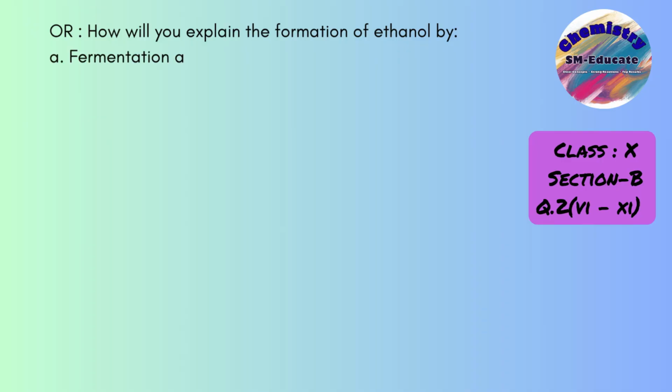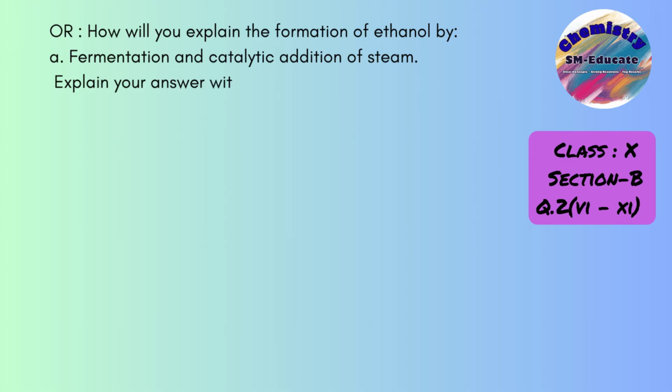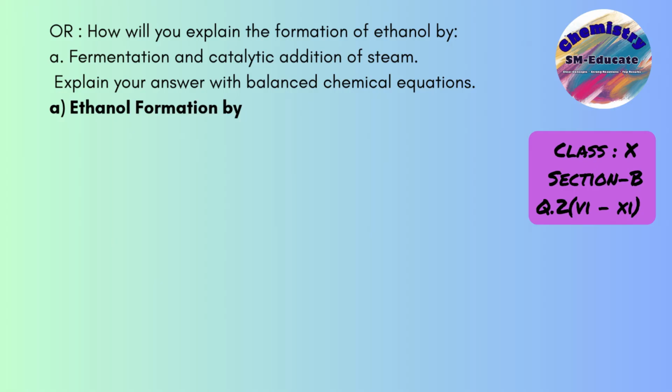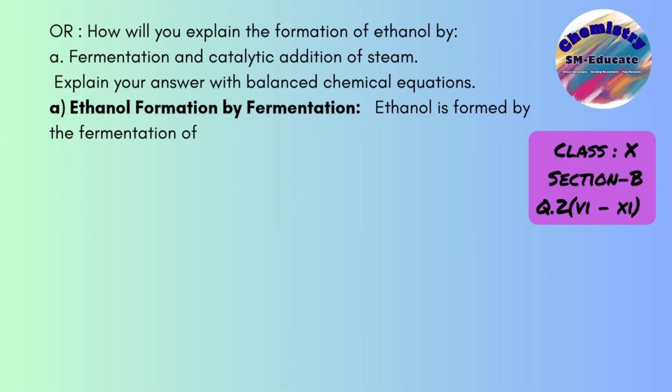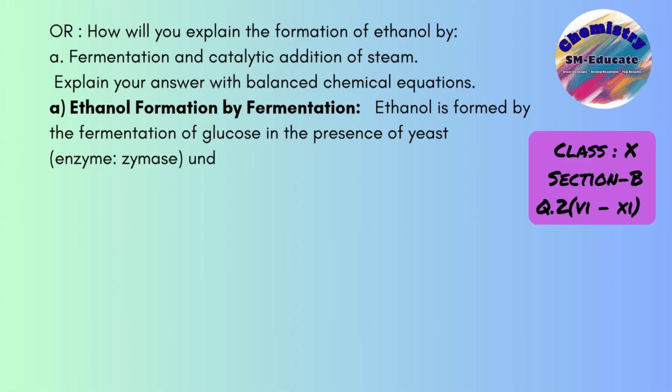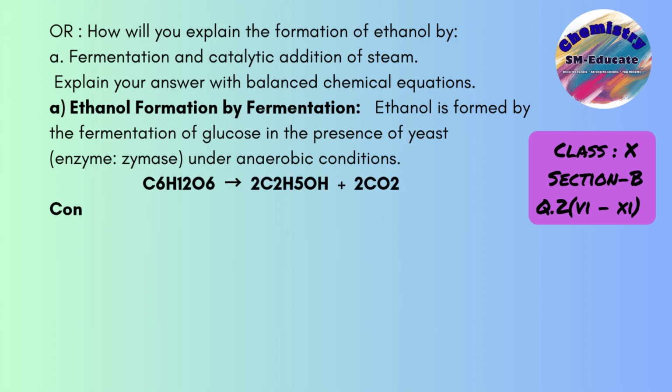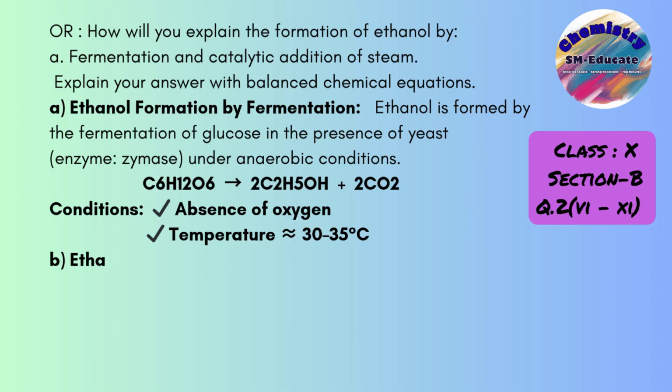How will you explain the formation of ethanol by A. Fermentation and catalytic addition of steam? Explain your answer with balanced chemical equations. A. Ethanol formation by fermentation. Ethanol is formed by the fermentation of glucose in the presence of yeast, enzyme, zymase, under anaerobic conditions. C6H12O6 produced 2C2H5OH plus 2CO2. Conditions. Absence of oxygen. Temperature approximately equals 30 to 35 degrees Celsius.